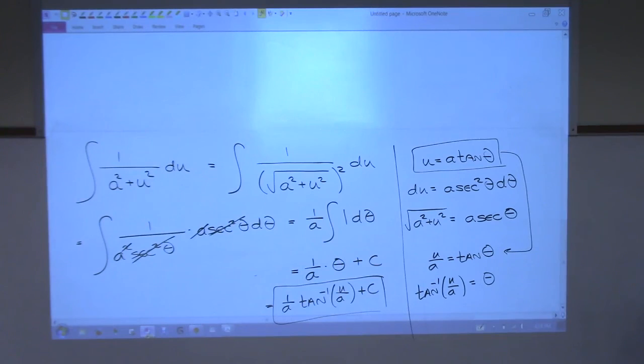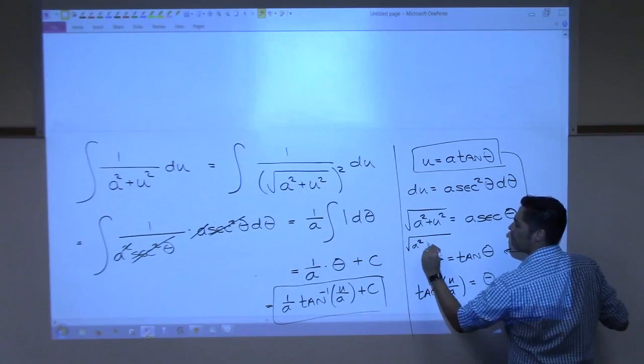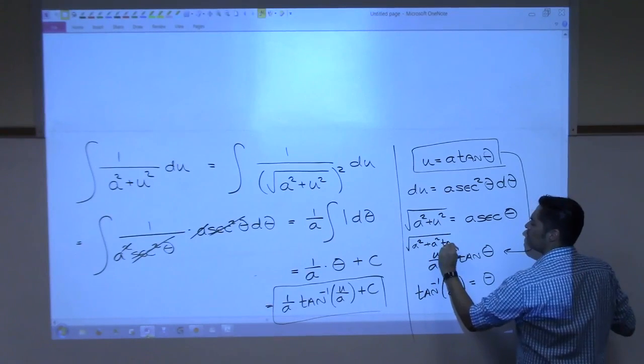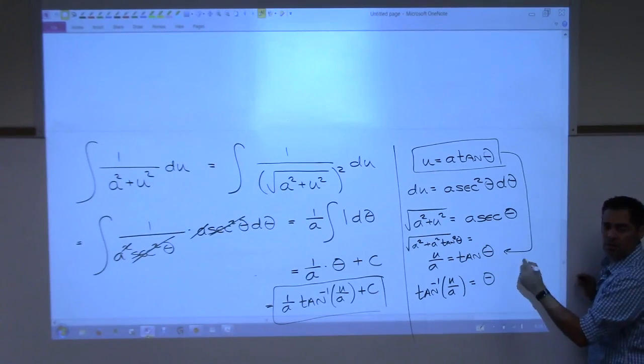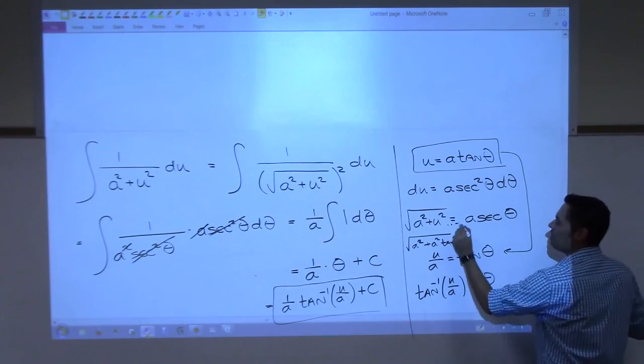Is there a question, Laura? Okay, so I would have replaced my u with a tangent theta, so a squared tangent squared theta, then factored out an a squared. You good? Okay, factor out the a squared, it becomes 1 plus tangent squared, turn it into secant squared. So I've kind of stopped showing this step now.